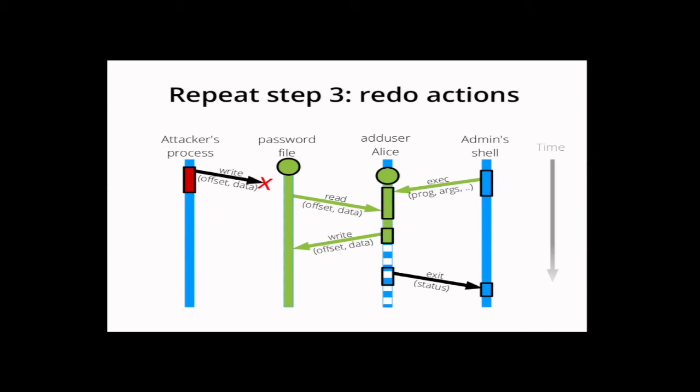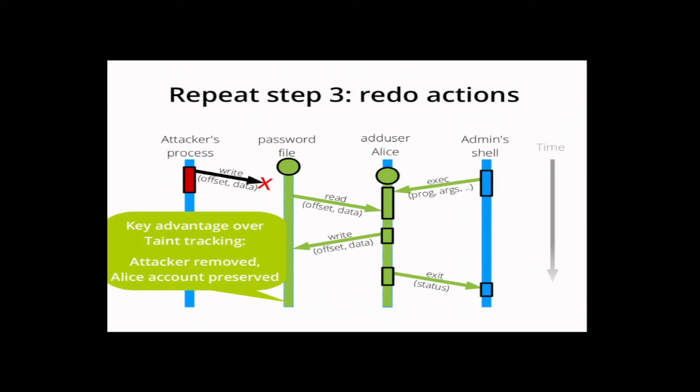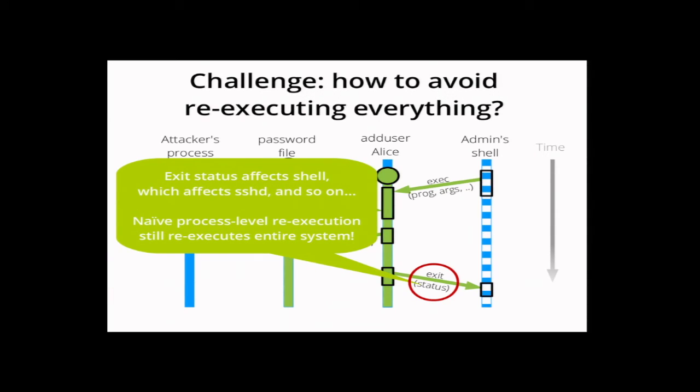And this point illustrates our key advantage over taint tracking. Unlike taint tracking, which ends up losing the Alice account after recovery, here not only can we remove the attacker's account from the password file, we also preserve the Alice account by re-executing a user process. This scheme works great, except that I skipped over one important detail here.